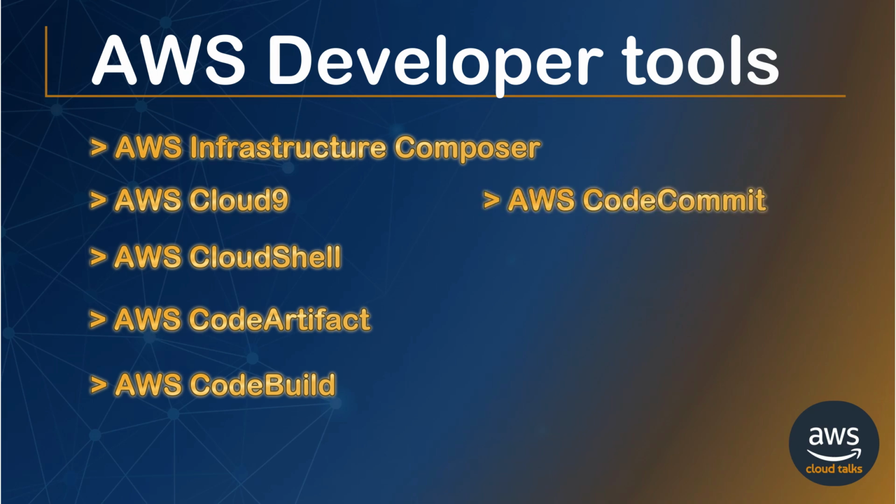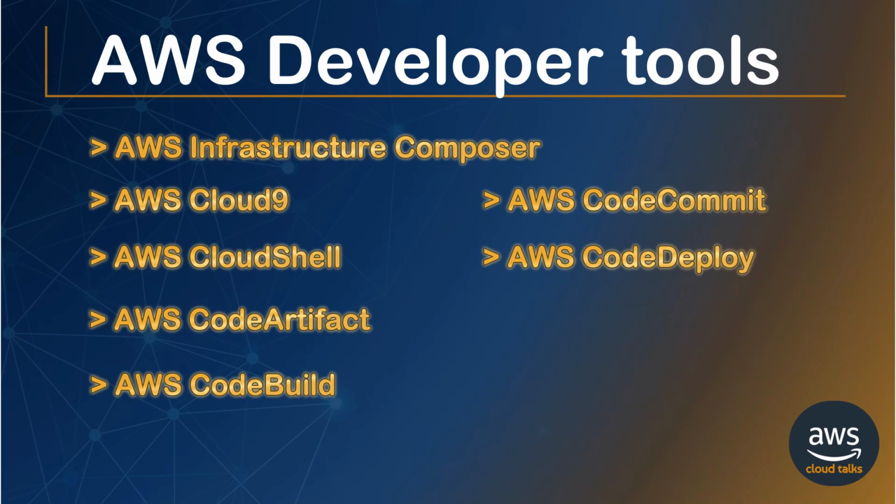AWS CodeCommit. AWS CodeCommit is a fully managed source control service. It makes it easy for companies to host secure and highly scalable private Git repositories. AWS CodeCommit eliminates the need to operate your own source control system or worry about scaling its infrastructure.